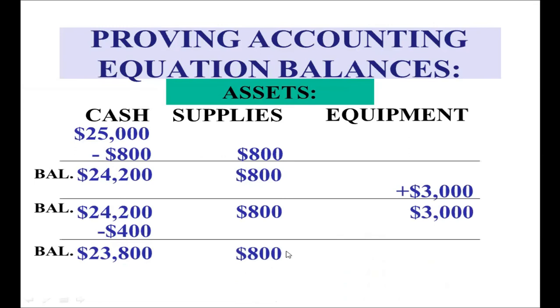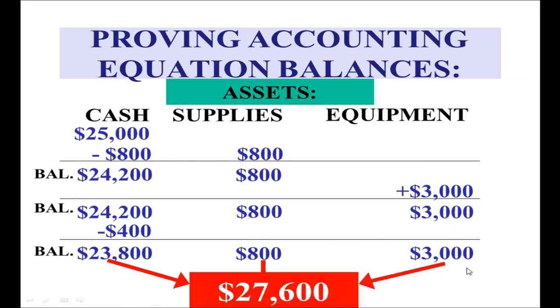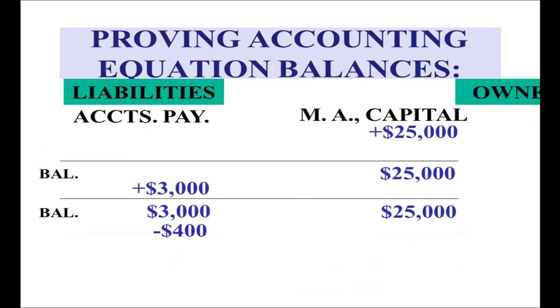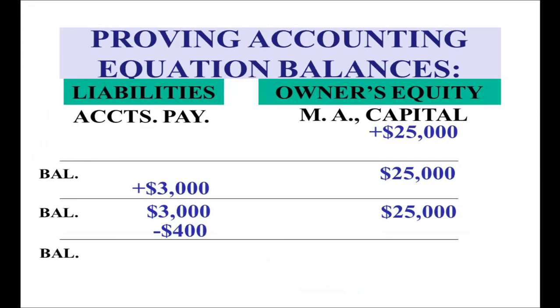Our supplies still remain 800, and our equipment remains 3,000. So when we total our assets, the total will be 27,600. Let's have a look at our right side, our liabilities and owner's equity. How much is our total liabilities now? We had 3,000 before, and since we paid our accounts payable of 400, it will be deducted. It will now become 2,600.